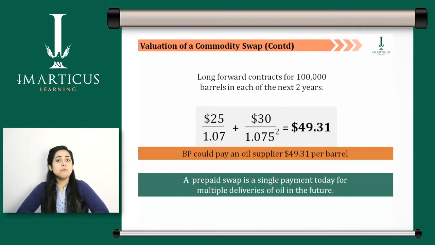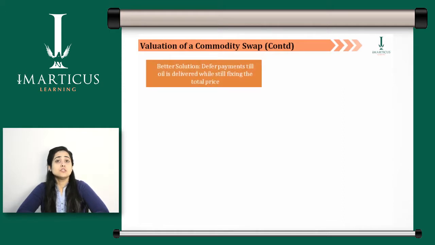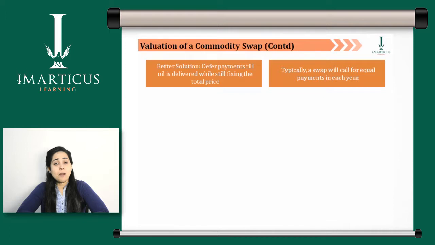In this case, BP can confirm that they are ready to buy oil for the next 2 years. As a hedging strategy, they will get into an agreement with the oil producer by buying a forward contract. Based on the present value, the cost per barrel would be $49.31. With a prepaid swap, the buyer might worry about the resulting credit risk. Therefore, a better solution is to defer payments until the oil is delivered while still fixing the total price. Any payment stream with a PV of $49.31 is acceptable.